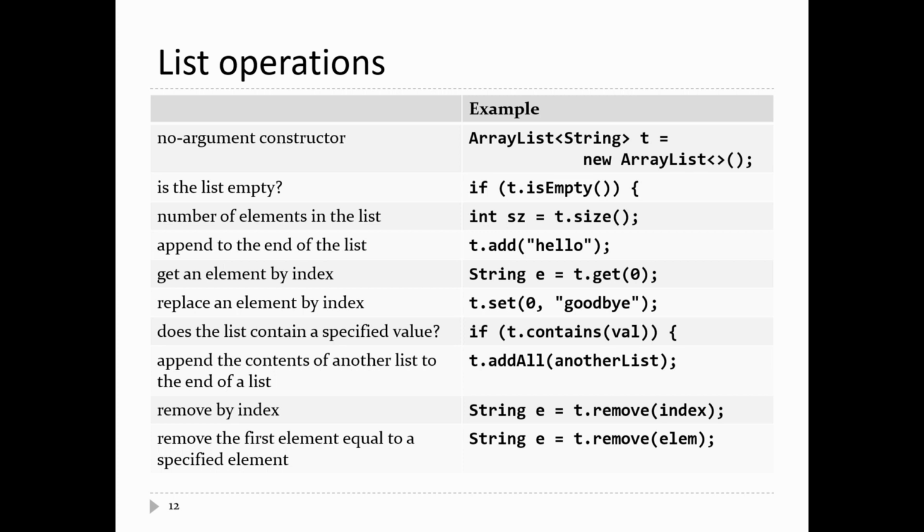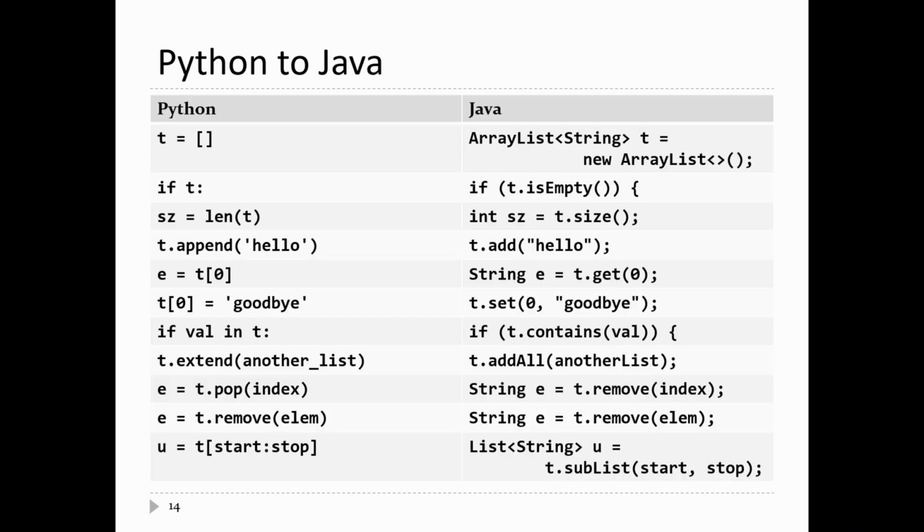Picking up from where we left off in the last lecture, we were talking about lists. Just to remind you, these are some of the basic list operations that you can perform. Where's the Python? Here we go. If you like Python lists, then this might be the easiest way to figure out how to use a Java list.